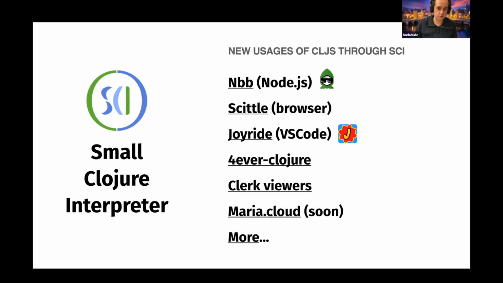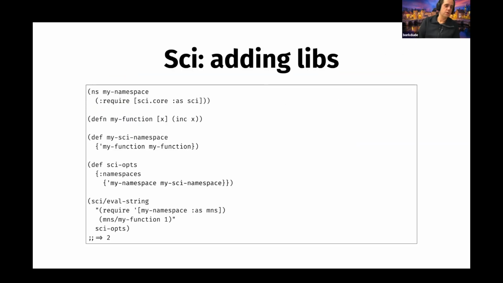And it's used in Clerk for visualizations. There is a website called maria.cloud, which is currently using self-hosted, but it's migrating to Sci so you can have a smaller bundle and have more configuration options, let's say, for what you want to do in the evaluation. Next slide. So how would you configure Sci if you want to use it?